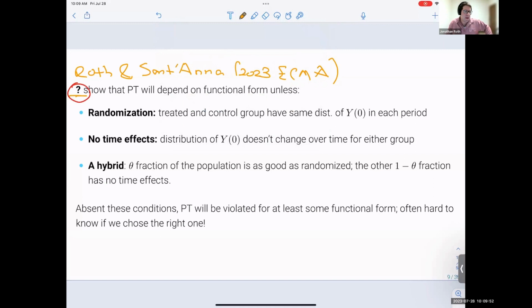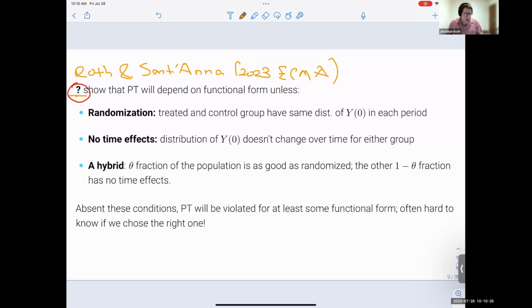All right, so in my paper with Pedro Sant'Anna, we formalized this dependence on functional form, and we show that parallel trends will depend on functional form unless we're in one of three very specific situations. The first is where we have randomization, so the treatment and the control group have the same distribution of Y0 in each period. The second is where we don't necessarily have randomization, but there aren't any important time effects, so the distribution of Y0 for each group is the same in period 0 as it was in period 1.